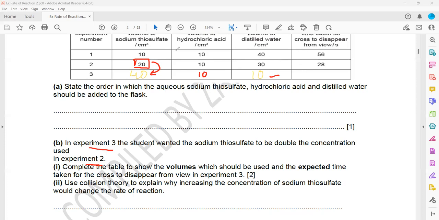Now, if you want to work out the time, we have to complete the expected time. Look, if the amount is double, the time will be half. So how much time will it take? It will take 14 seconds.